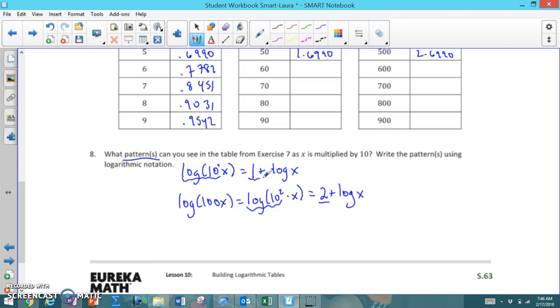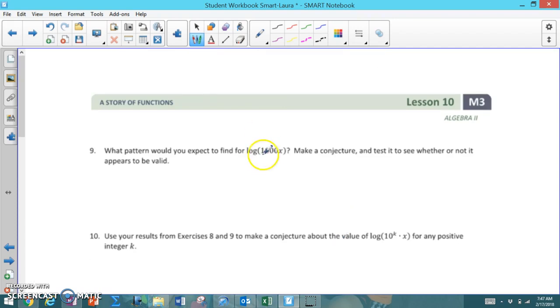Now, one of the activities that we skipped on the previous page, the star example, gave us a better reason as to why this plus log of x happens at the end. But tomorrow's lesson will actually do a really good job of helping you see that better. So that's why I skipped over that today. If we use this, you could hopefully make a conjecture about what happens if it's log of 1000x, and it would always start with 3 plus, so that would be 3 plus log of x.